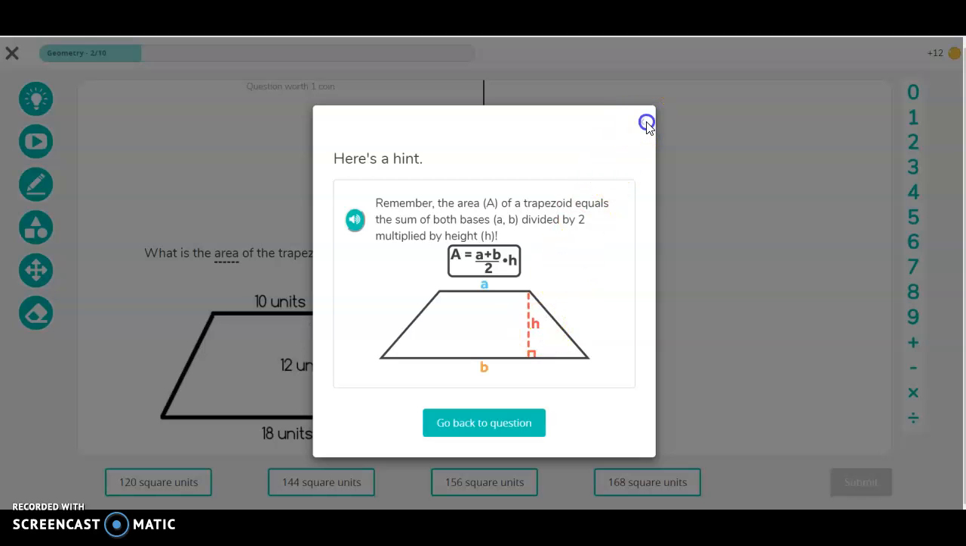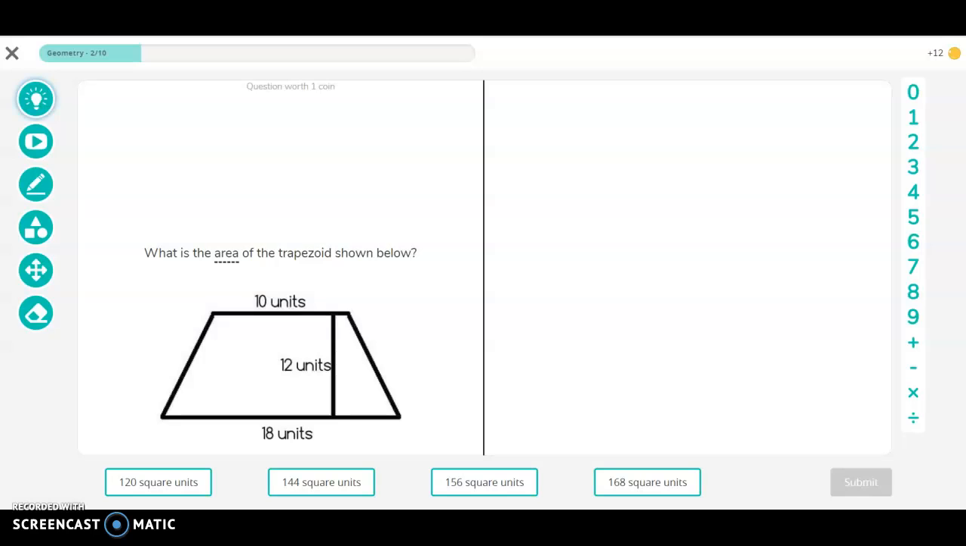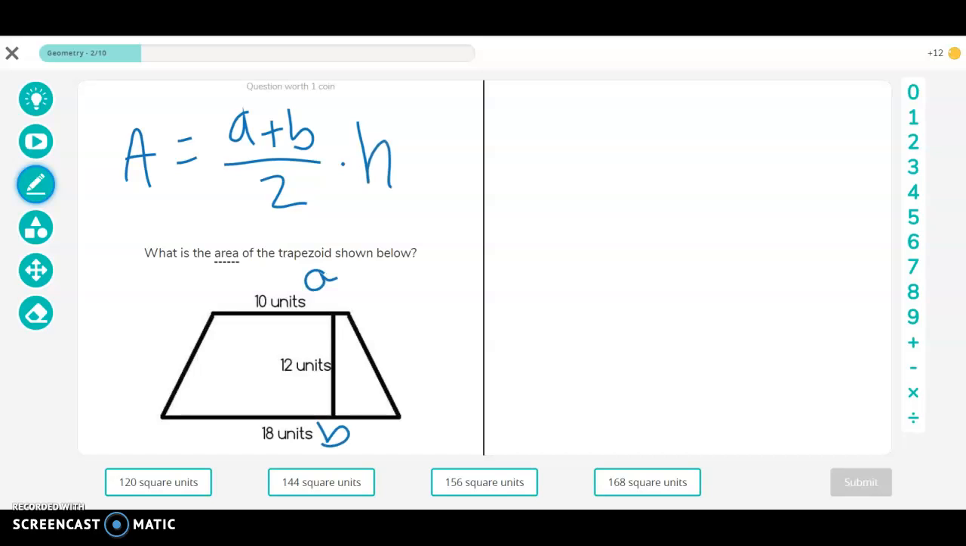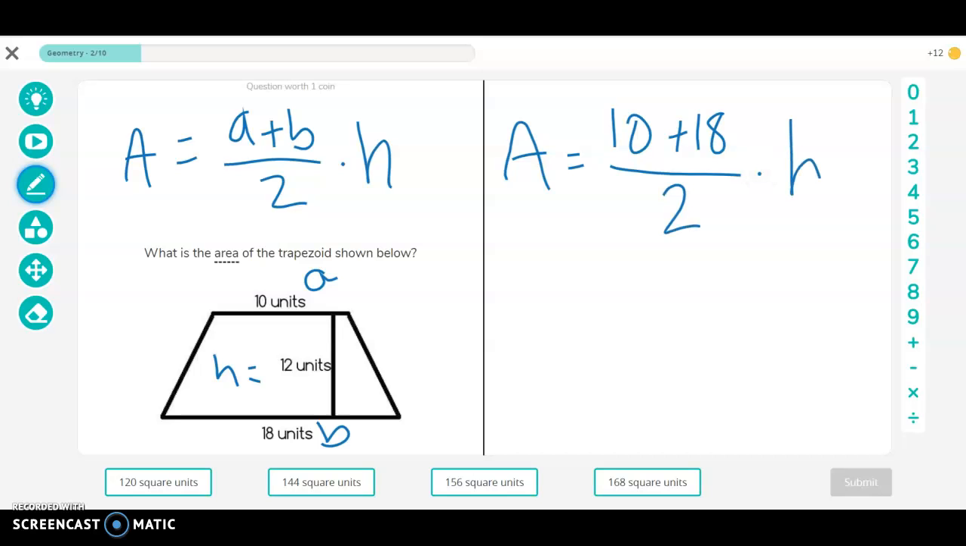So I'm going to rewrite that for you. So area of a trapezoid is A plus B divided by 2 times the height. So this is A, this is B, and this is your height. Okay, so we're going to replace with the numbers. Variables are getting replaced with numbers. So A is equal to 10, B is equal to 18. We're going to divide by 2, multiply times H, which is 12.